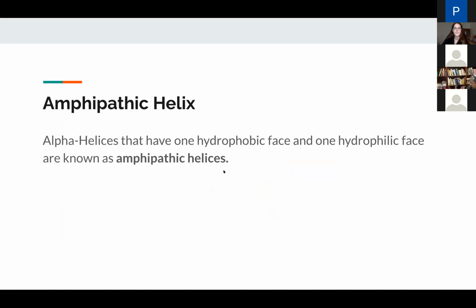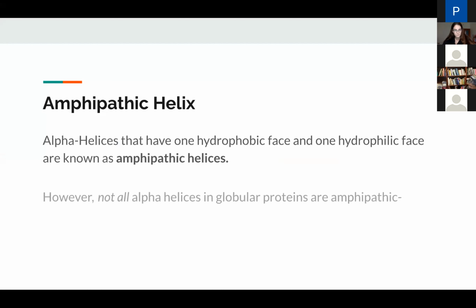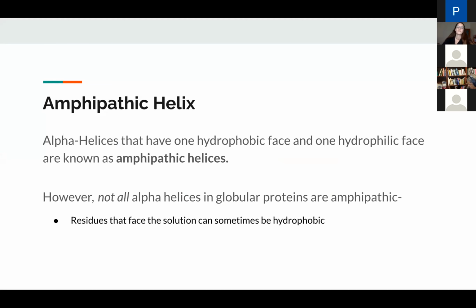So alpha helices that have one hydrophobic face and one hydrophilic face are known as amphipathic helices, and these are really common because of the nature of alpha helices being found on the edges of proteins. But that doesn't mean that you can assume that all alpha helices in globular proteins are amphipathic, because there are always exceptions. For instance, residues that are facing the solution can sometimes be hydrophobic.